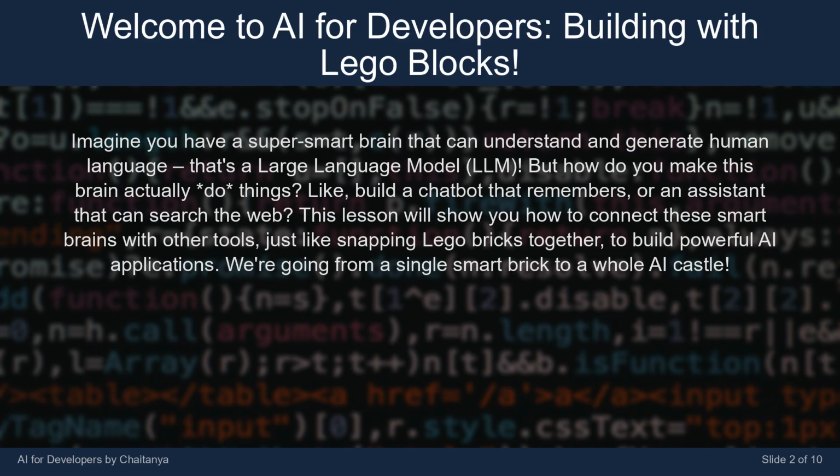But how do you make this brain actually do things? Like, build a chatbot that remembers, or an assistant that can search the web. This lesson will show you how to connect these smart brains with other tools, just like snapping Lego bricks together to build powerful AI applications. We're going from a single smart brick to a whole AI castle.